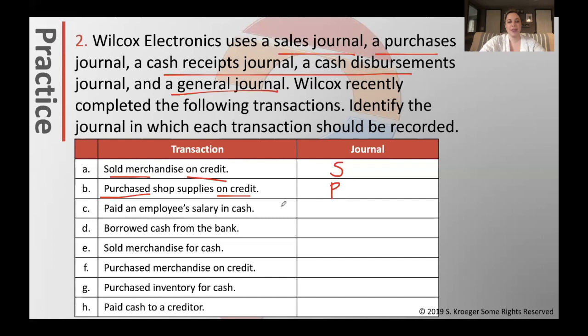C, paid an employee's salary in cash. Does it involve cash? Yes, it does. It says in cash. Are we receiving the cash or are we paying the cash? It says that we paid it. Therefore, if we paid it, it would be the cash disbursements journal.